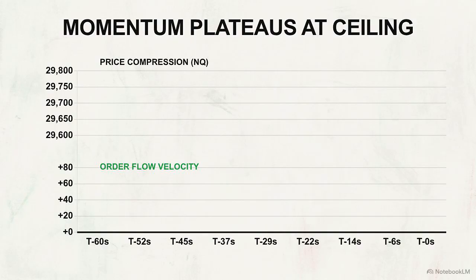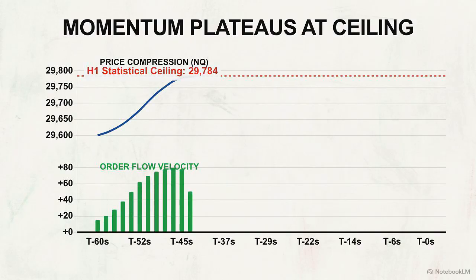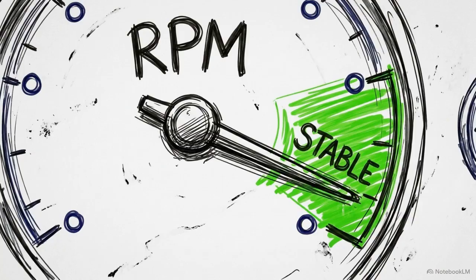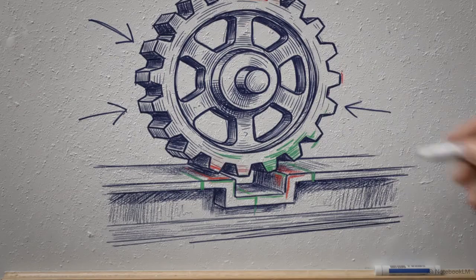Returning to the dashboard, we locate the exit signal. While price flatlines against the ceiling, the positive telemetry histogram bars slowly shrink toward the zero line. We define this fade as velocity decay, or a high RPM idle, indicating macro momentum has plateaued. Velocity decay at a macro statistical extreme is the exact mathematical footprint of institutional profit-taking and a transition into stable recovery. The daily rotation is complete.